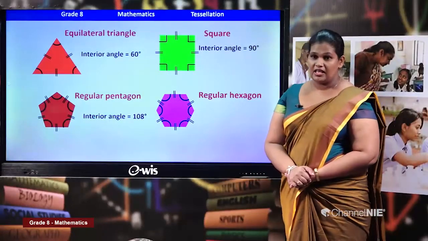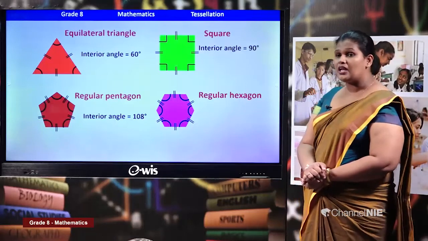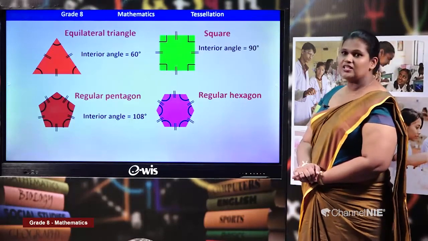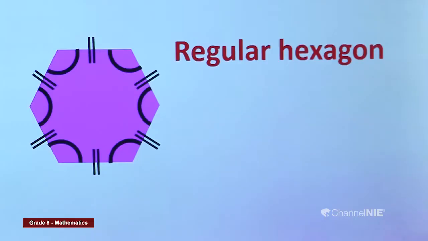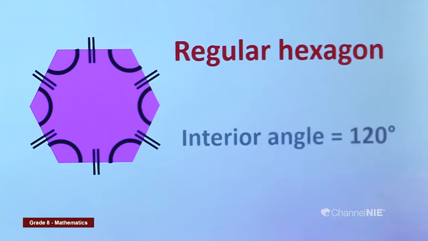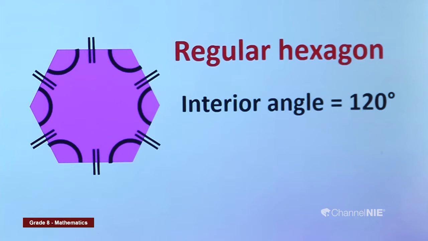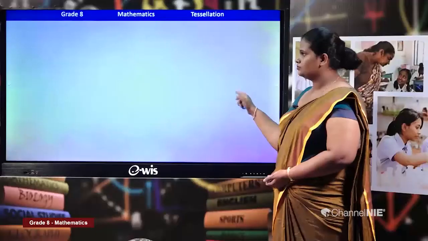Right. Next, we will move on to the rectilinear plane figure with 6 sides, that is hexagon. When all 6 sides are equal, we call it the regular hexagon. Here the length of all 6 sides are equal. Therefore, the magnitude of all interior angles are equal. So, we can say the magnitude of one interior angle is equal to 120 degrees.